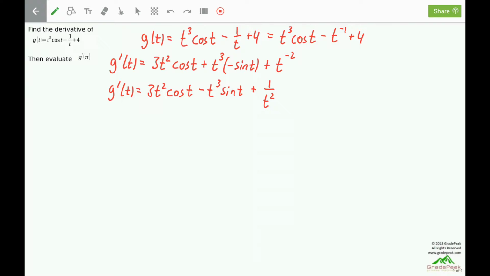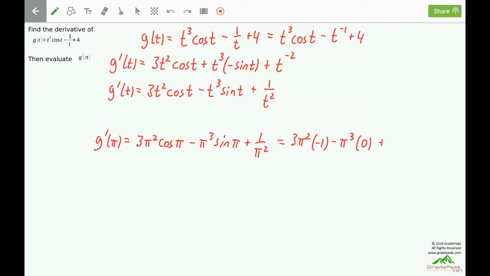Our next step is to evaluate g prime of pi. G prime of pi equals 3 times pi squared cosine of pi minus pi cubed sine of pi plus 1 over pi squared. Plug a pi in for each of the t's. 3 pi squared times the cosine of pi is a negative 1, minus pi cubed times the sine of pi is a 0, plus 1 over pi squared.